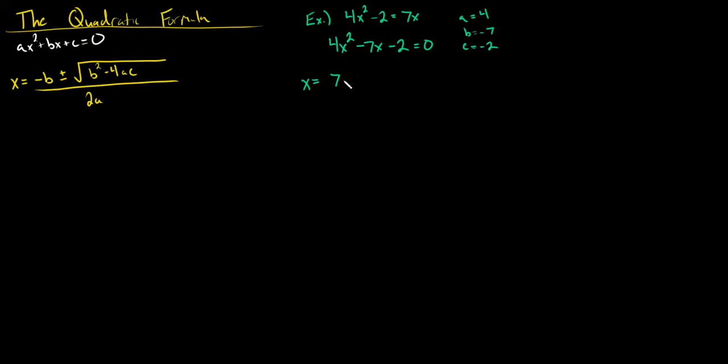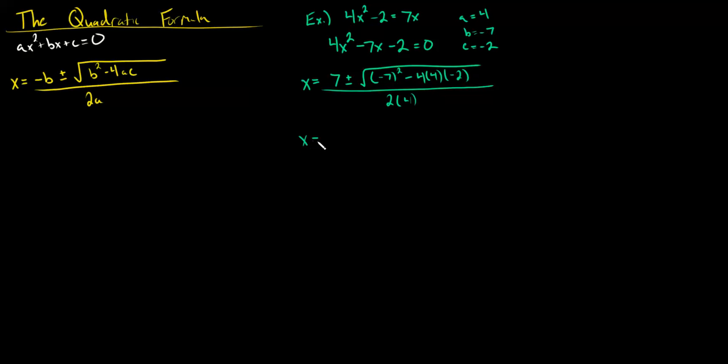In this case, it'll be positive 7 plus or minus the square root of b squared, so -7 squared, minus 4ac, and the whole thing is over 2a. So see, I'm just plugging in the values. b squared minus 4ac, all over 2a. And now what we do is we just start simplifying this.